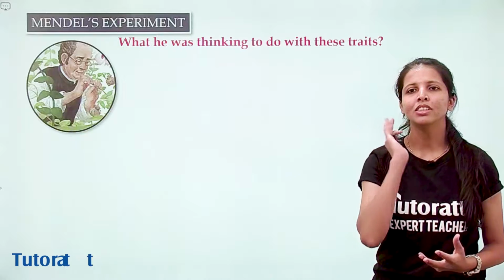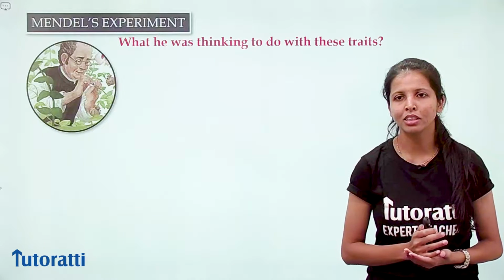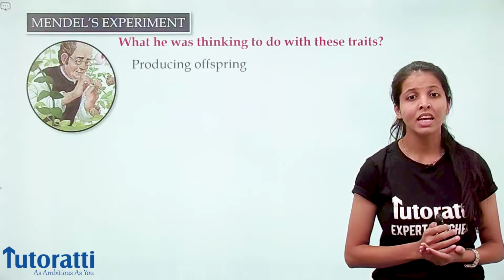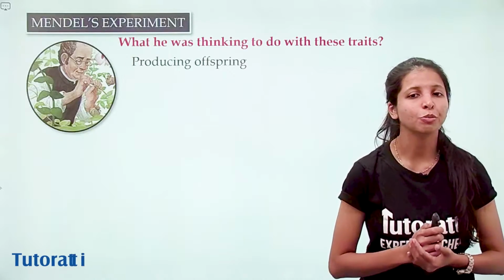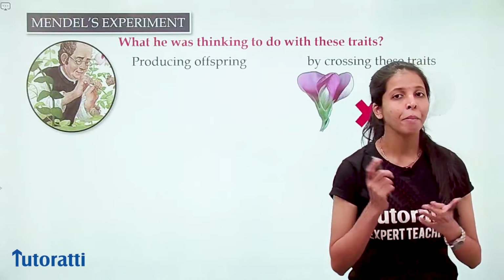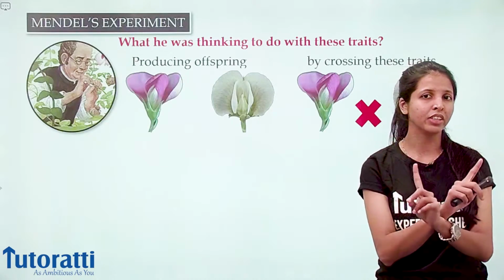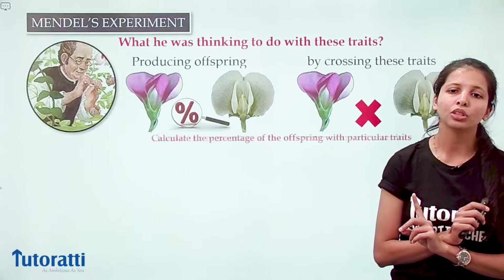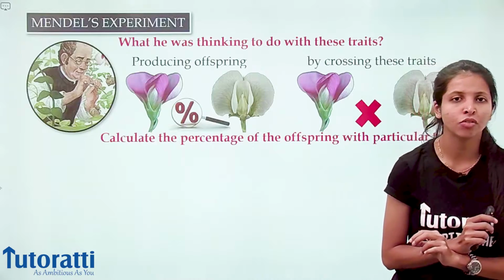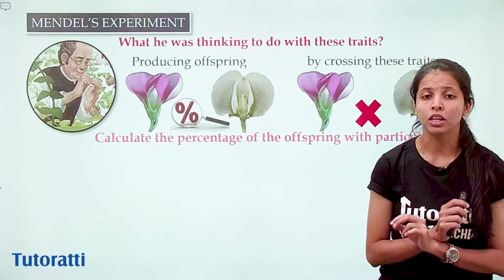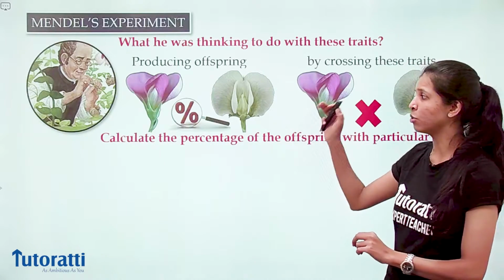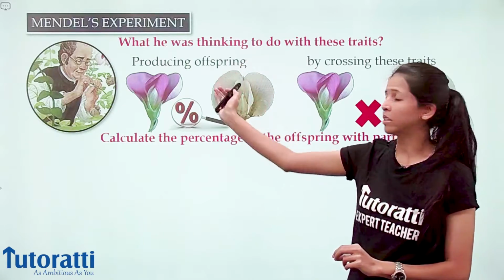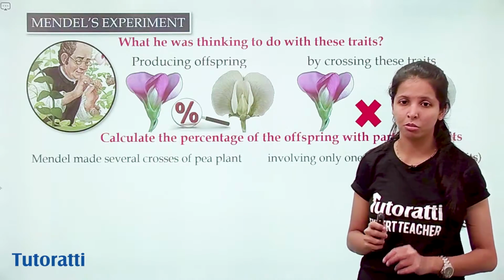What was Mendel trying to do, or what was he thinking of doing with these traits? The answer is he was trying to produce offsprings by crossing these different traits or characteristics, and thus he wanted to calculate the percentage of offspring with a particular trait. Yes, he wanted to calculate what percent goes into the offsprings.